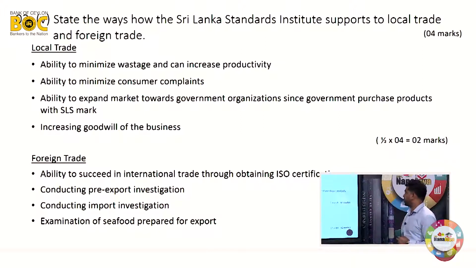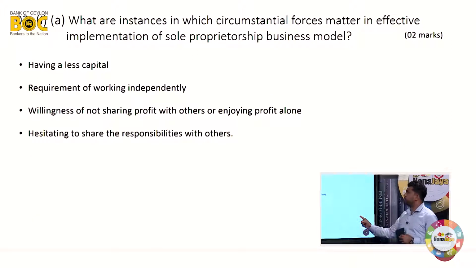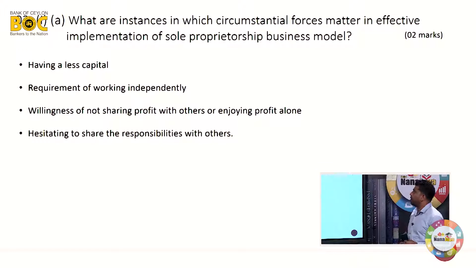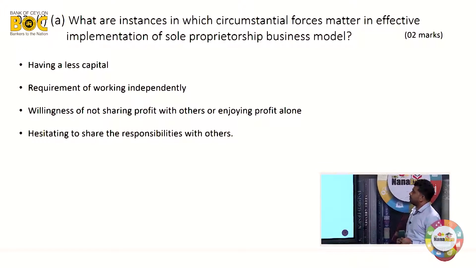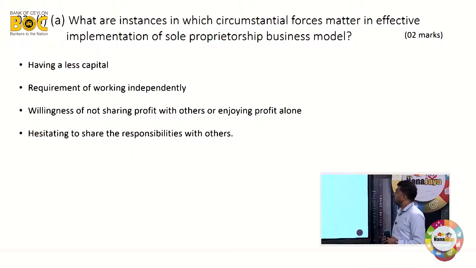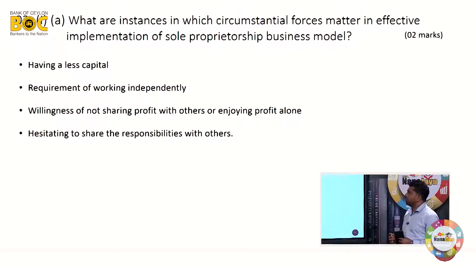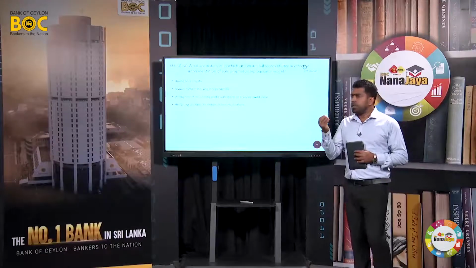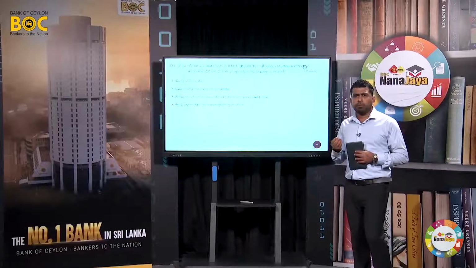Right. Let's move to question number 3. Question number 3, Roman number 1, A. What are the instances in which circumstantial forces matter in effective implementation of the sole proprietorship business model? That means, in which situations are you inclined to start up a sole proprietorship business.